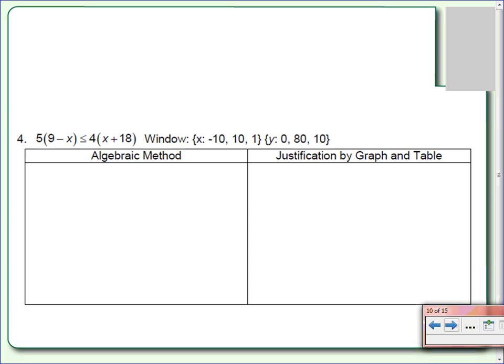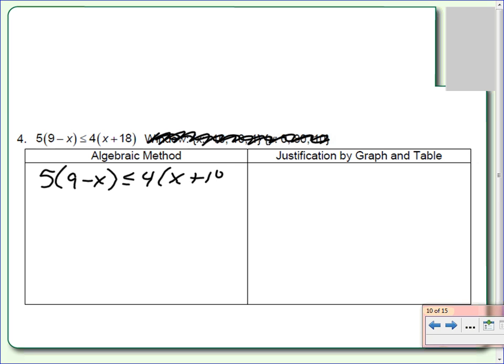Okay, number 4. Do me a favor. Don't worry about this. Go ahead and scratch that out so it doesn't confuse you. Right now we're just looking at the inequality. That's what we're working with. Notice we have 2 sets of parentheses, so I'm going to have to do distributive property twice.